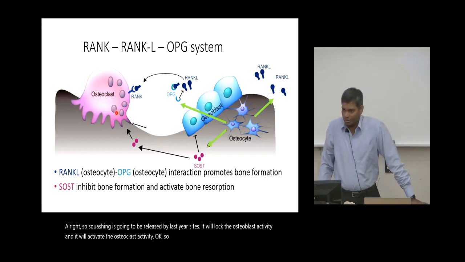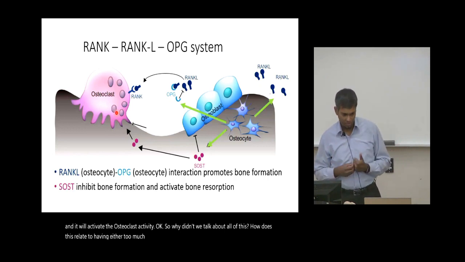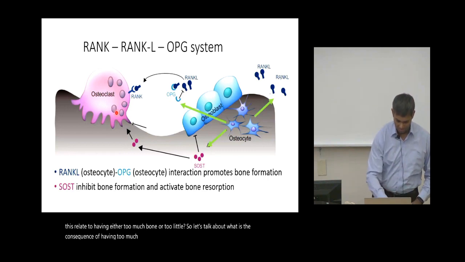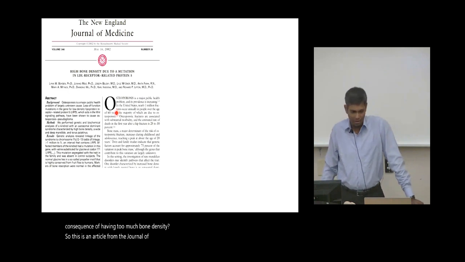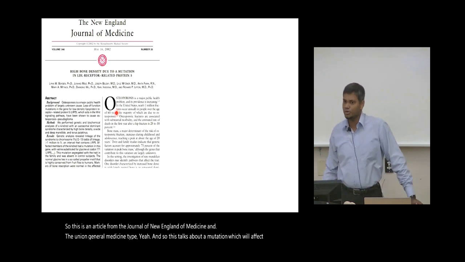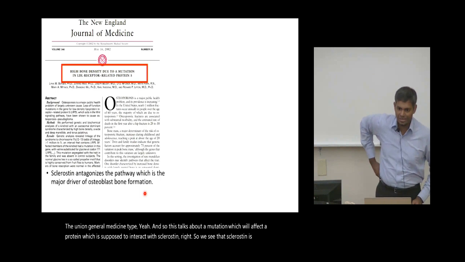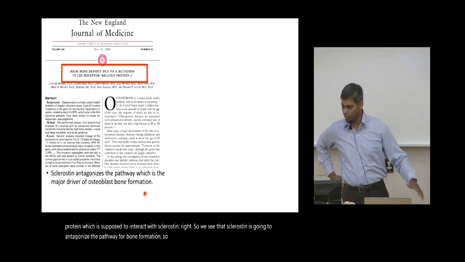So why did we talk about all of this? How does this relate to having either too much bone or too little bone? Let's talk about the consequence of having too much bone density. This is an article from the New England Journal of Medicine, and it talks about a mutation which will affect a protein that is supposed to interact with sclerostin. Sclerostin is going to antagonize the pathway for bone formation, so sclerostin will prevent bone formation.